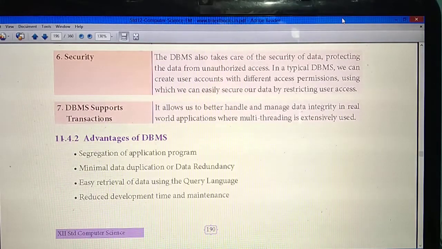Next one is advantages of DBMS. This is also a very important 3 mark question. Advantages of DBMS. Okay. So the first advantage is segregation of application program. So what do you mean by segregation? Segregation means division, divide.